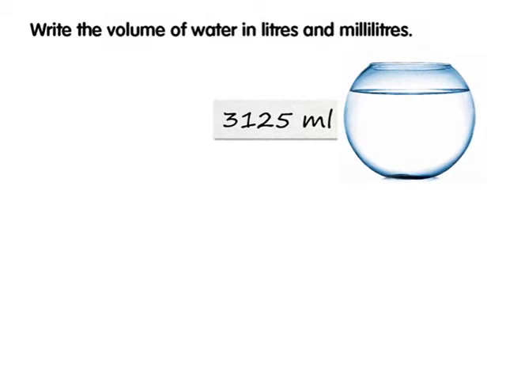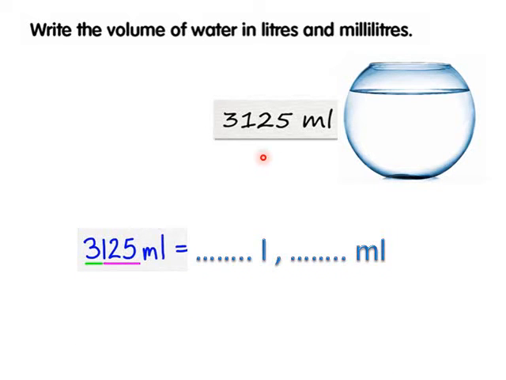Write the volume of water in liters and milliliters. Now this is different than the first one. I have the volume 3125 milliliters and I want to change it into liters and milliliters. So it's the opposite of what we did in the previous examples. What shall I do here? First, I check the number in the thousands place. Remember the places: units, tens, hundreds, thousands. Yes, this is the thousand.